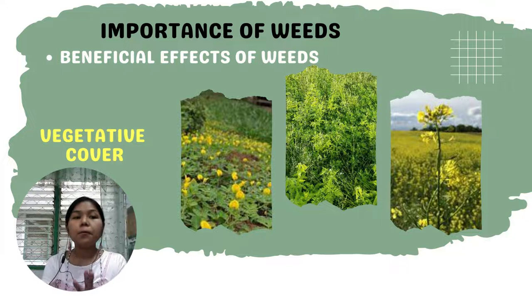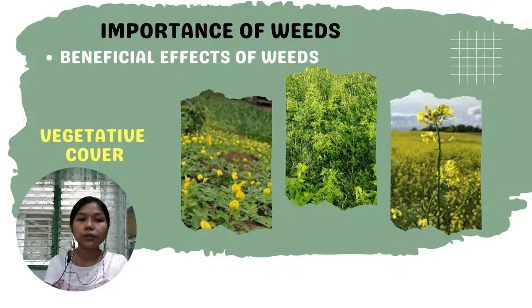First thing, weeds provide a vegetative cover that protects the soil surface against erosive action of rain and wind. So in our example here, we have seen that various kinds of weeds could actually be used as cover crop. For example, we can use the mani-mani or the Arachis pintoi as cover crop.